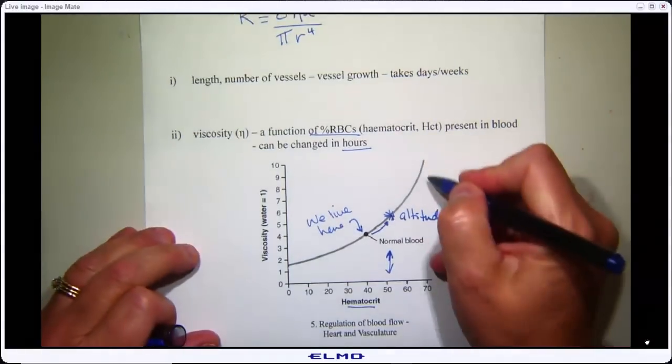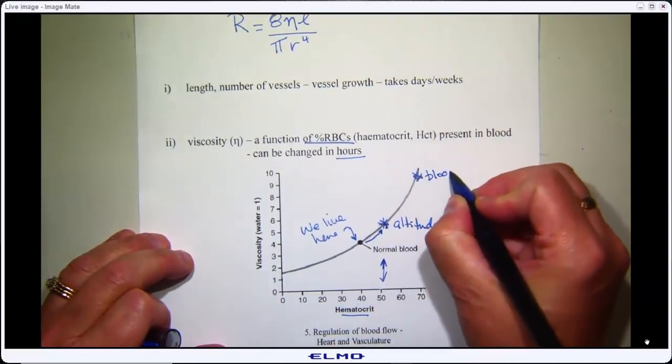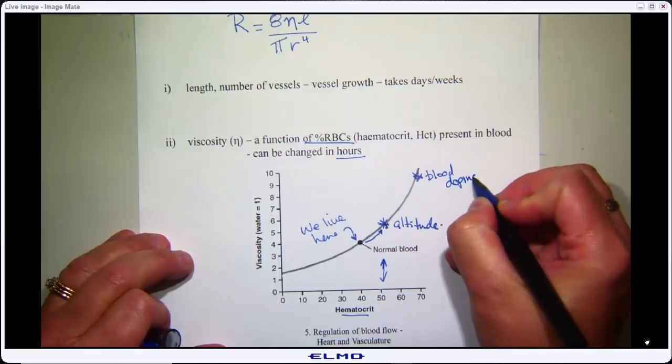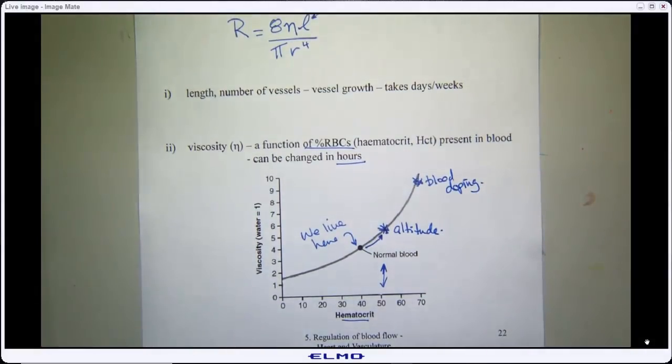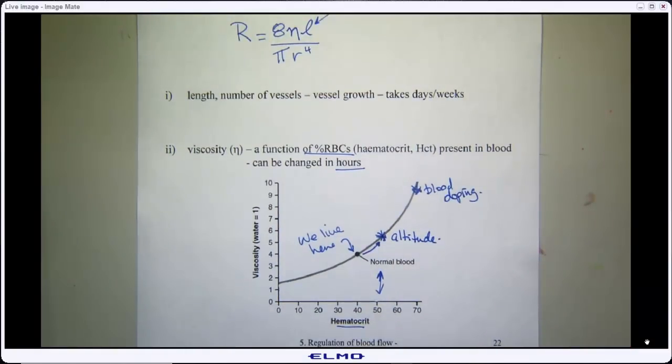So you can jack yourself all the way up here unphysiologically. And people have actually killed themselves prior to a race because they put so many red blood cells in there, blood flow stopped. Resistance got too high, flow stopped, super bad day. Okay? So don't try that at home. So we can change it physiologically between 40 to 50, but that's kind of the range.